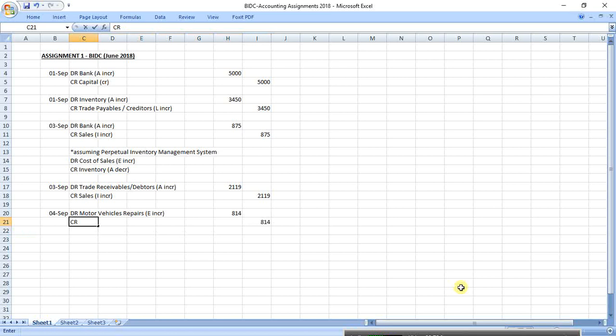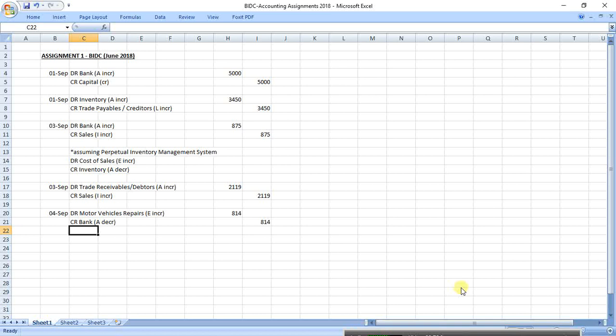Credit the... How did you pay? Bank, by check. Checks affect the bank. So you would debit the motor vehicle repairs and credit the bank. Asset decrease, because the bank is not going up, it's going down. You're making a payment from the bank account. So you're decreasing one account and increasing the other.